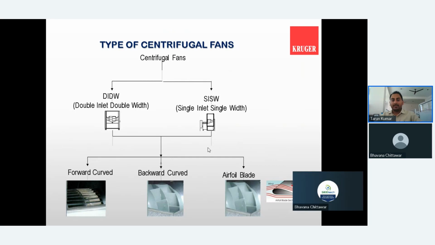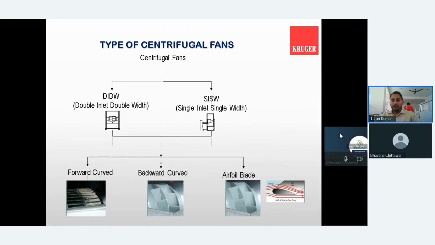So first we'll cover the centrifugal fan. In centrifugal fan, there are two types of fans. One is DIDW and the other is SISW. And in DIDW, there are again forward curve, backward curve, and aerofoil blades. Forward curve, backward curve, and aerofoil curve are used for different applications, which we'll discuss in the later slides.